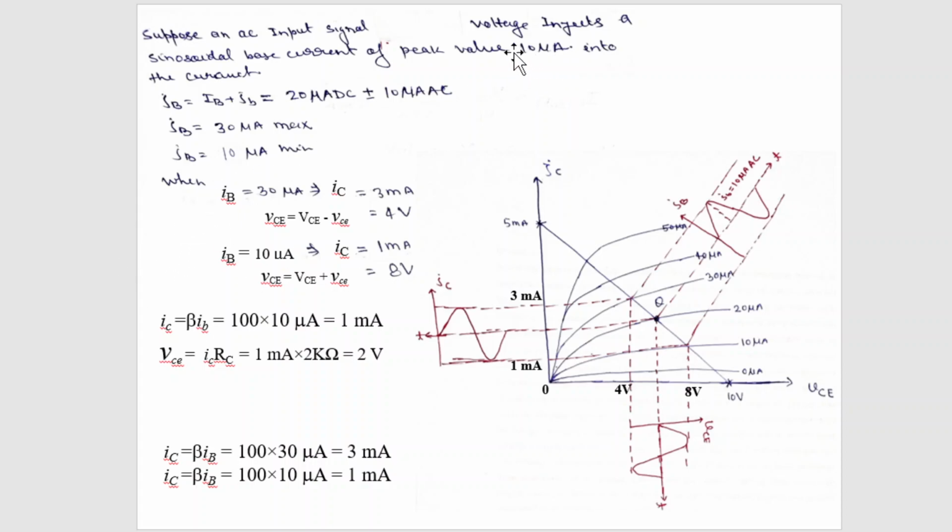So corresponding to this pure AC signal, that is 10 microampere, we can find out the pure collector current due to the AC signal. Small ic can be determined by multiplying beta into small ib, that is 100 into 10 microampere. It means that if a 10 microampere purely AC base current is applied, that will give 1 milliampere collector current. This is purely due to the sinusoidal signal.